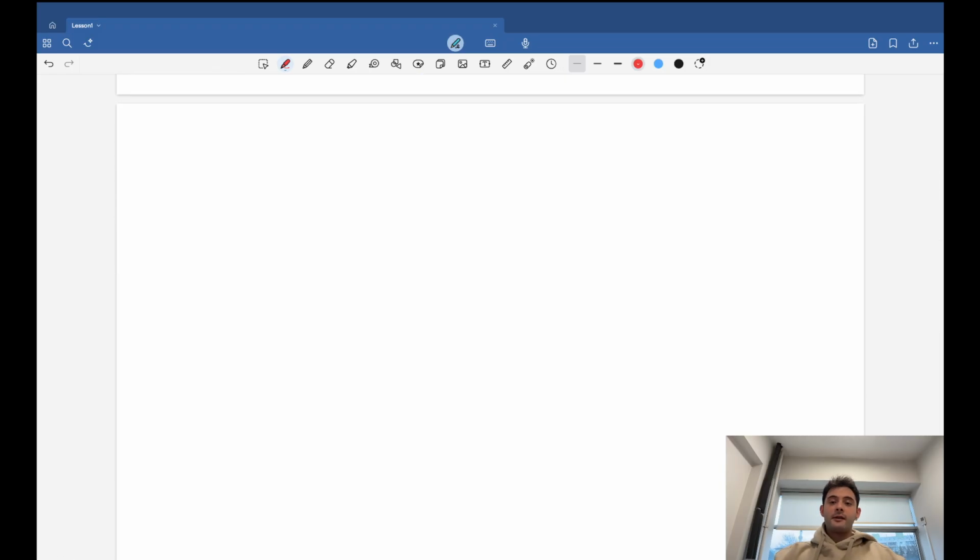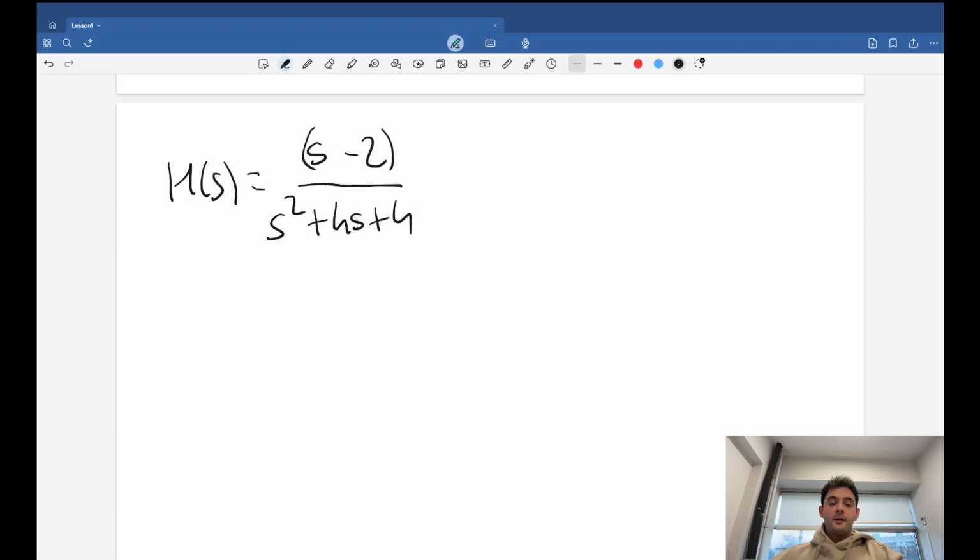So let's do one more example and see a higher level of questions. We will have our H(s) equals (s minus 2) over (s squared plus 4s plus 4). Again, zero is so simple to find. What makes s minus 2 zero? Our zero is 2. But for poles, I cannot directly find a certain value that makes this function zero.